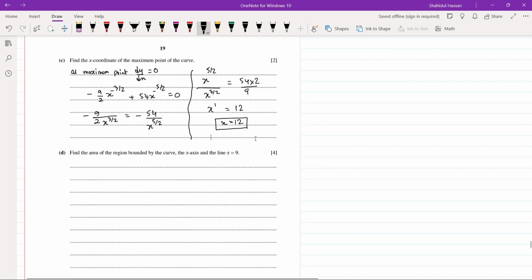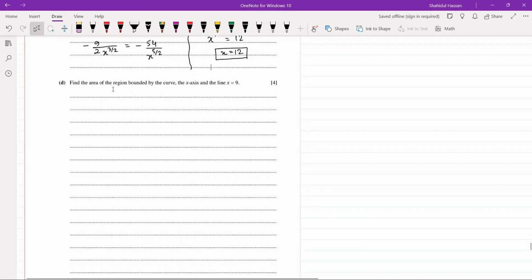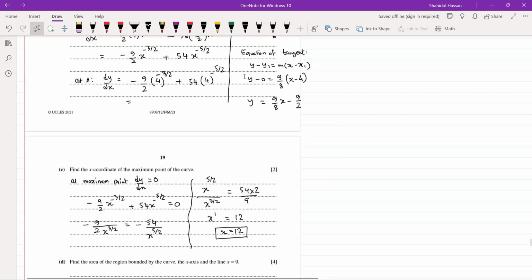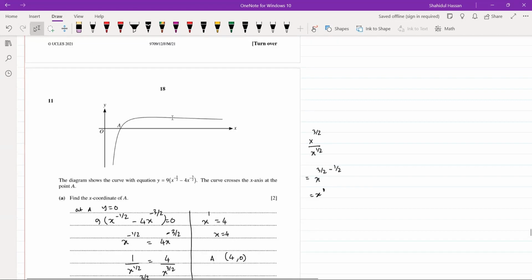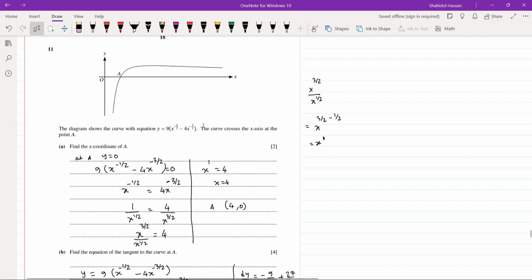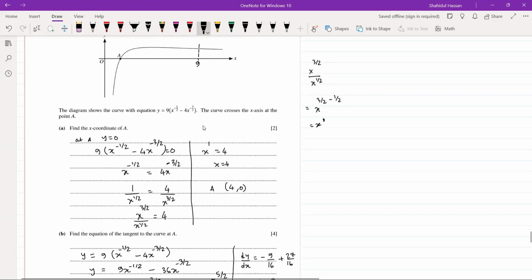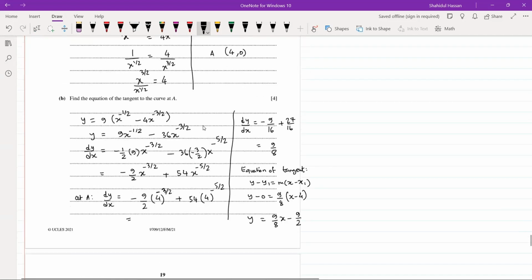Okay, so we're done with this part also. Now we're left with one thing, that is, find the area of the region bounded by the curve, the x-axis, and the line x equals 9. So we have the curve, the x-axis, and the lines. Let's say we have a line here, x equals 9. This is our x equals 9 line, and this is our curve and x-axis. We need to find this area.